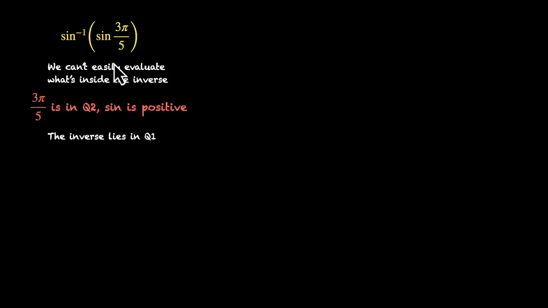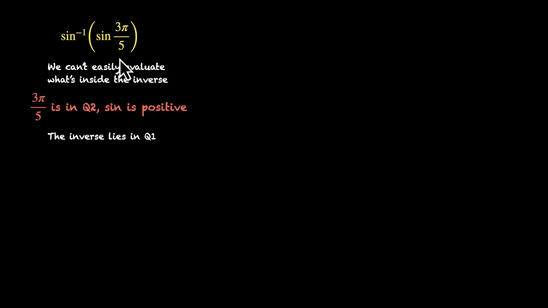We can convert this angle 3 pi by 5 into some other angle that's actually in quadrant 1, and then we will be able to cancel sine inverse and sine. So let's apply trigo to convert sine 3 pi by 5 into sine of some other angle which is in the first quadrant. Pause the video, try this on your own.